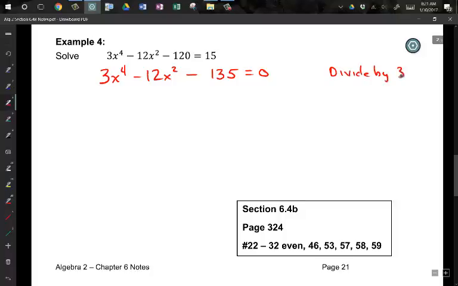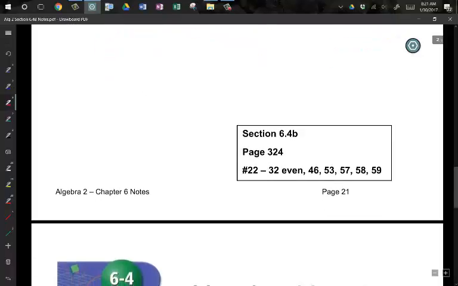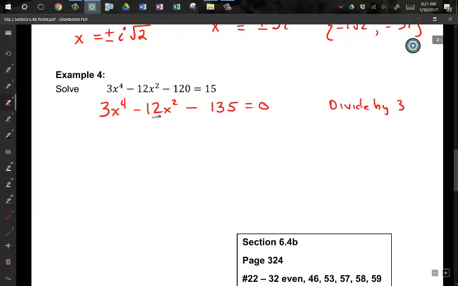Now, does anyone know the trick to know if a number divides by 3? Max, you remember it? You add all the numbers up and it's a multiple of 3? All right, so like 1 plus 2 is 3. That divides by 3, so 12 divides by 3. That's easy in our heads. But what about this big one? 1 plus 3 is 4. 4 plus 5 is 9. Is 9 divisible by 3? Therefore, 135 is divisible by 3. So let's divide everything by 3.